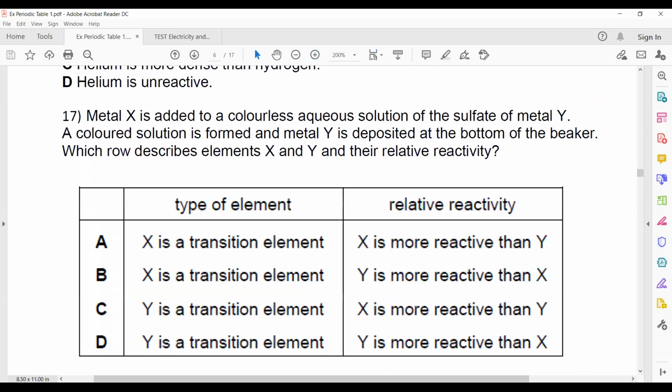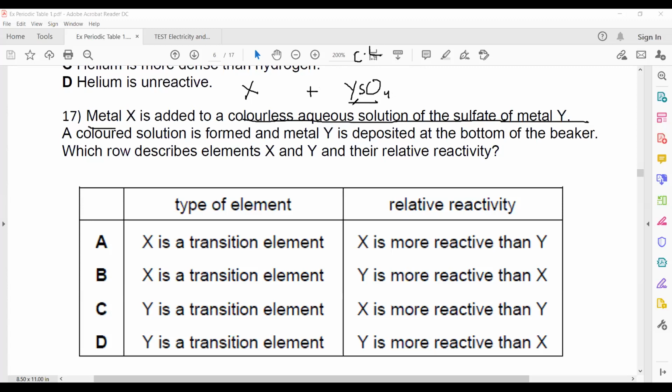In question 17, a metal X is added to a colorless aqueous solution of sulfate of metal Y. So metal Y sulfate is there, and we add metal X. This sulfate is colorless. So if a compound is colorless, it means that Y is not a transition element.